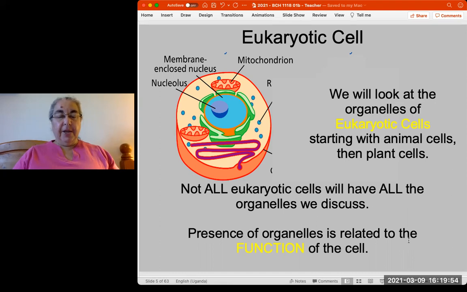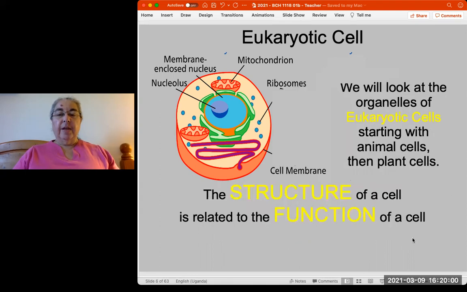And this is a big theme that we're going to be coming back to again and again: structure and function. The structure of a cell is related to the function of a cell. So we can make a lot of good guesses about what the function of a particular type of cell is by looking at its structure.